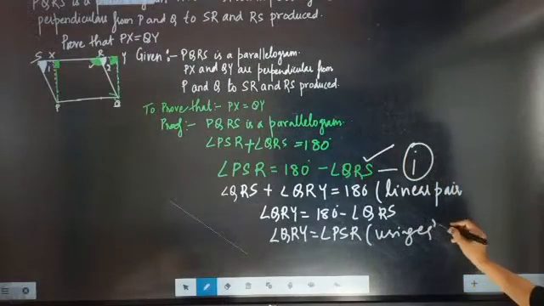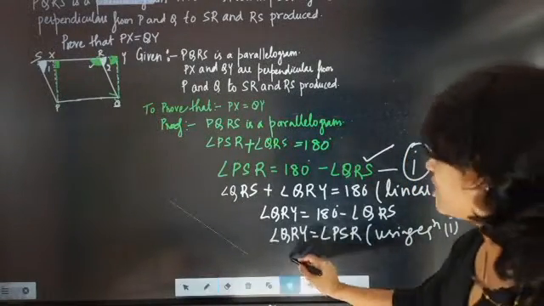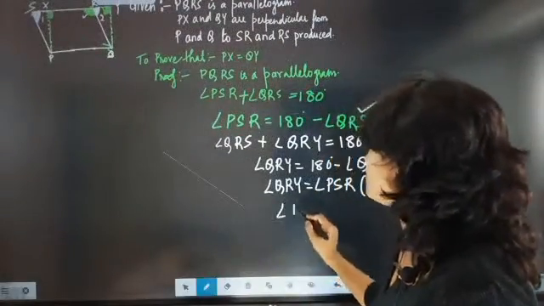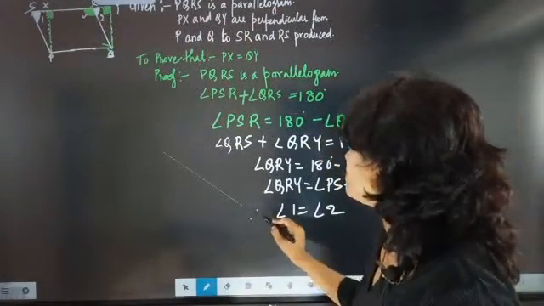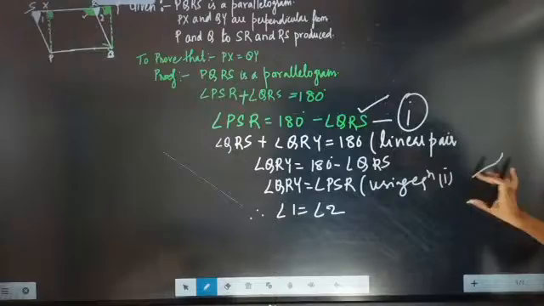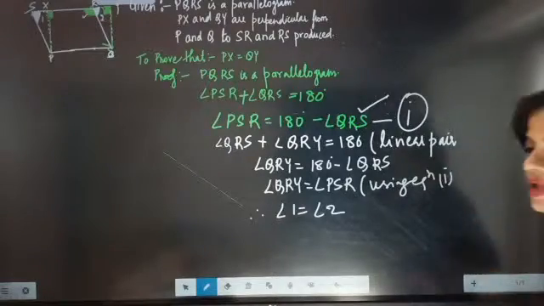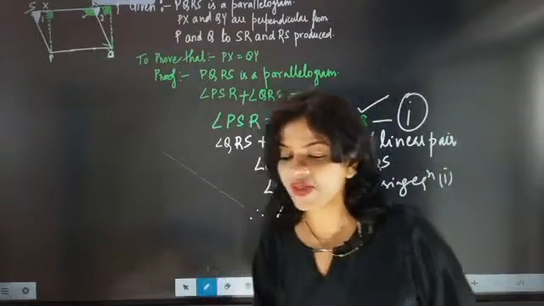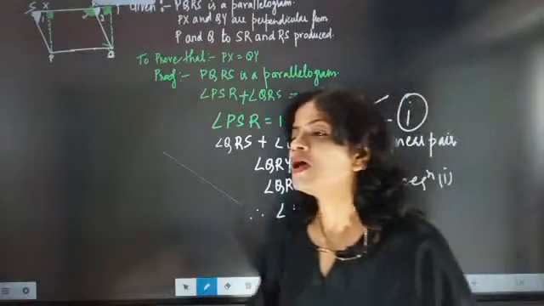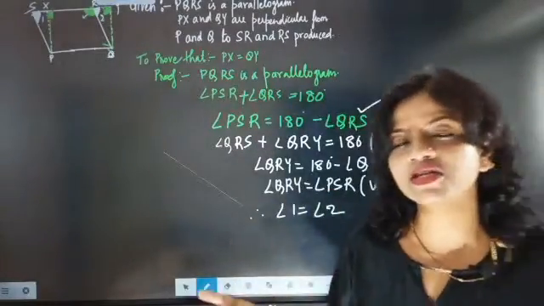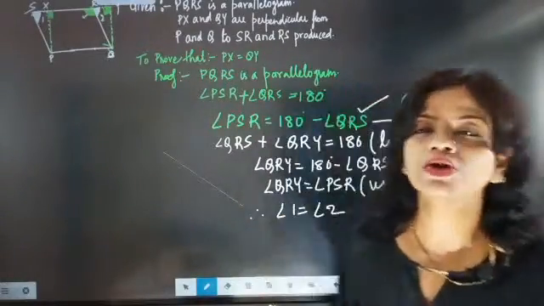Using equation 1, only this was the jackpot part. Now our question is going to be solved in no time. Therefore angle 1 will be equal to angle 2. So this was the only work we have done, and one small thing we have used is the concept that the sum of adjacent angles of a parallelogram is equal to 180 degrees.